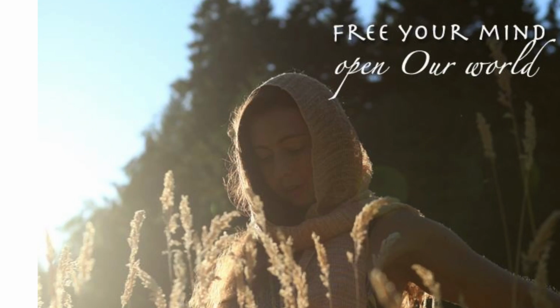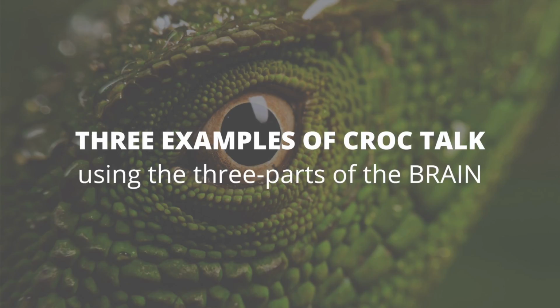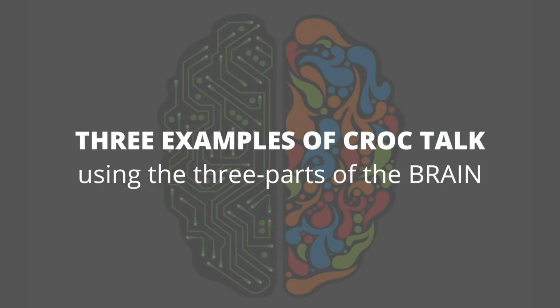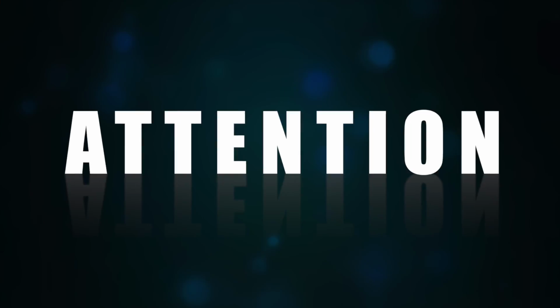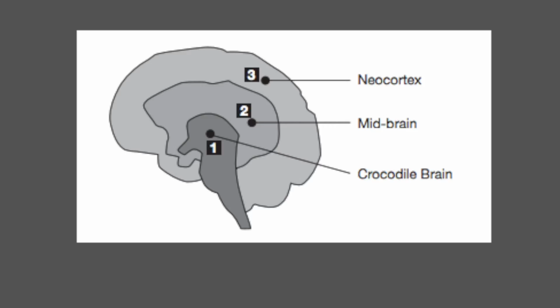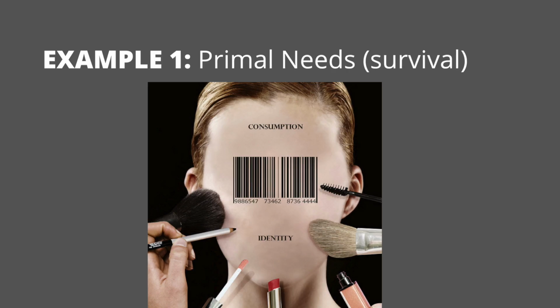So I'll be sharing with you 3 different examples of crock talk using the 3 different parts of the brain. Now, these 3 parts of the brain are exactly what your audience is going to be experiencing, so pay attention. When information passes the part of the brain for your audience, the first thing that they're going to be listening for is the survival, because information first passes through the brainstem. Example 1 is using primal needs.